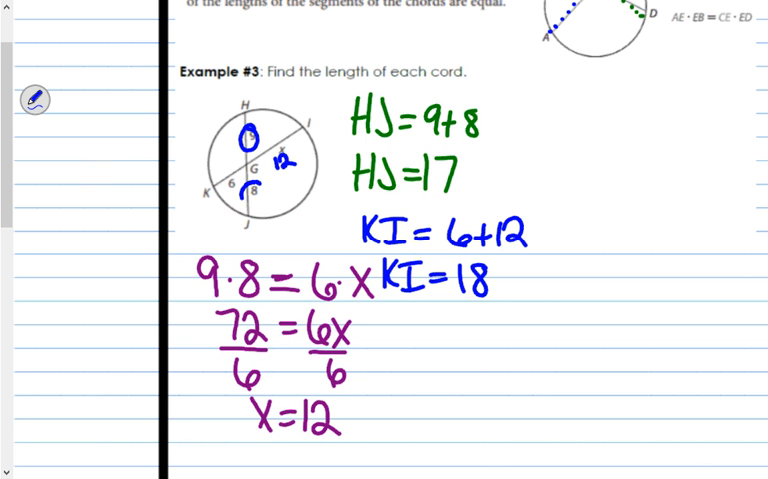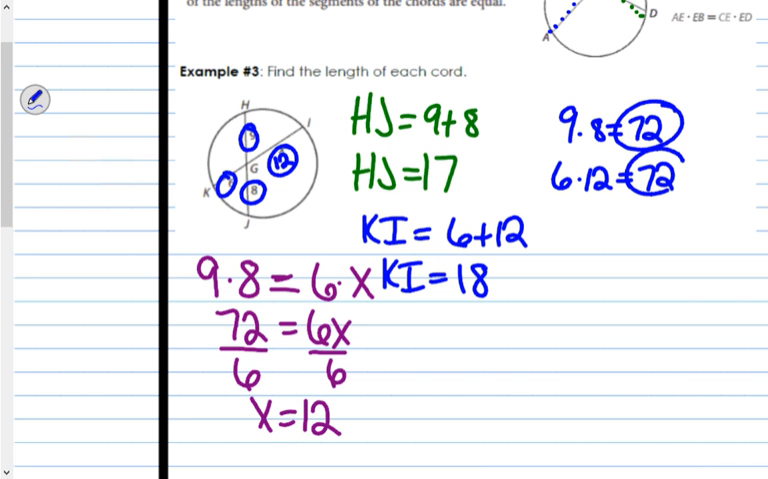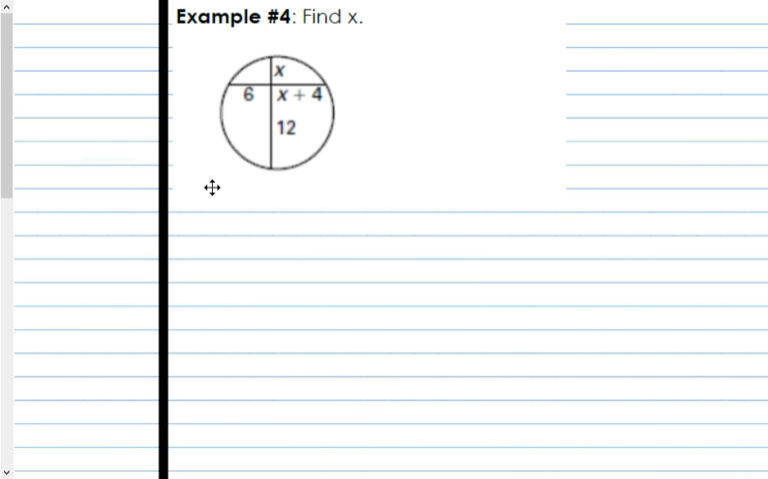What is 9 times 8? 9 times 8 is 72. What is 6 times 12? 6 times 12 is also 72. These two products are equal to each other. That's the chord-chord product theorem. We will do example 4 in class together, unless you would like to try it.